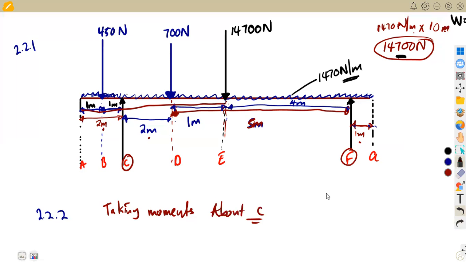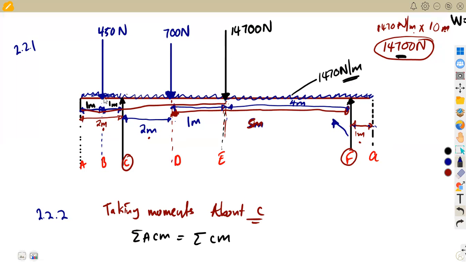So what does it mean? Remember, if you take these moments about C, we are going to have a rotation of F going this side, which is going this way to C, which means you are considering it in the anti-clockwise. So you're going to have the sum of the anti-clockwise moment equal to the sum of the clockwise moment. Which forces are going in the anti-clockwise? The F here is going this way, as F is going, it's moving this way. So F is moving in the anti-clockwise.